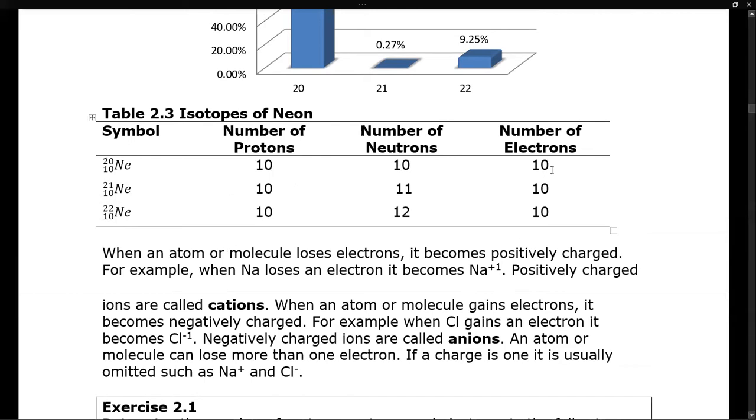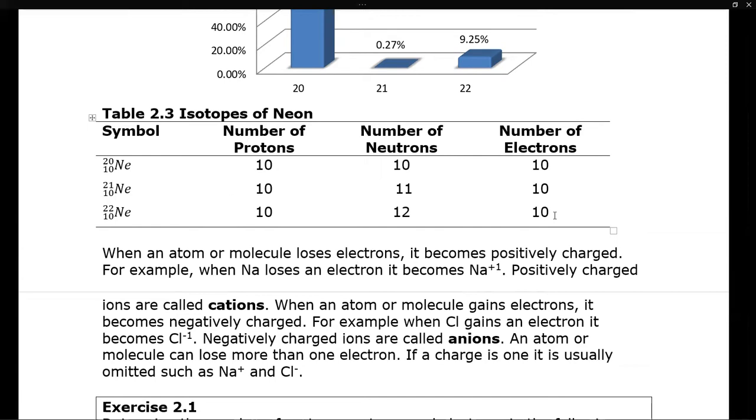The number of electrons in each case, since I haven't indicated any charge yet, would end up being 10. And if a substance is neutral, the number of protons and the number of electrons will be the same. What about the case where they aren't the same?